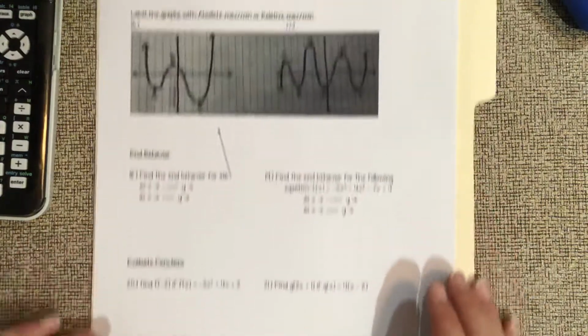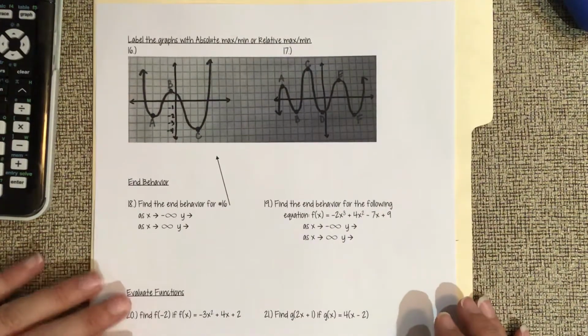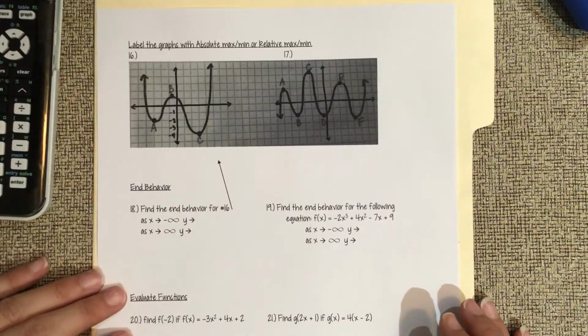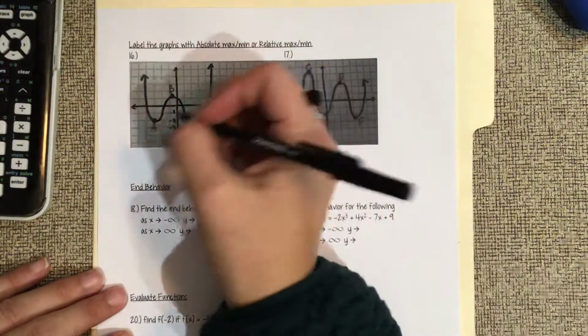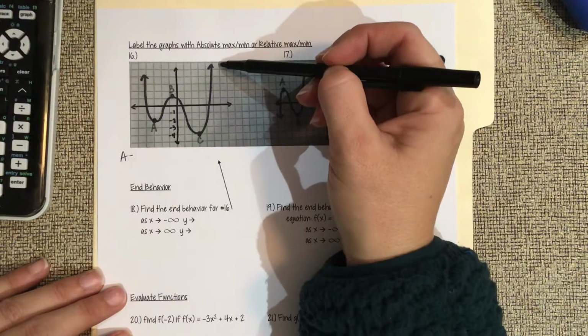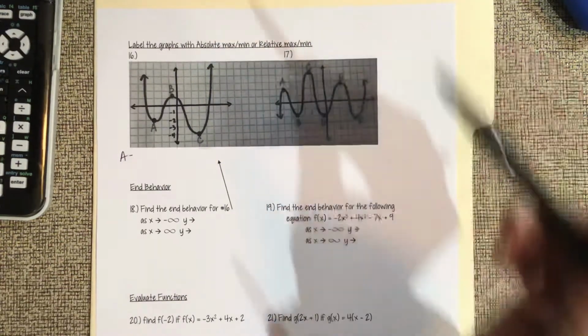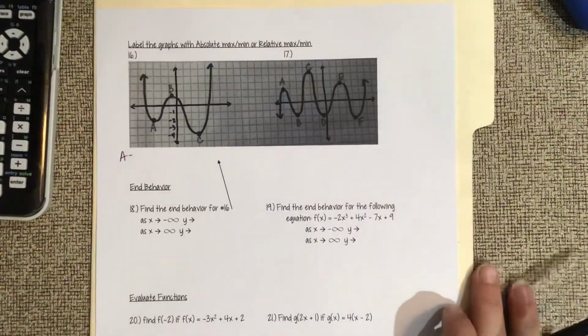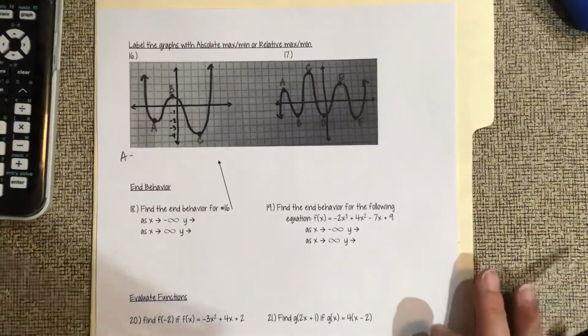All right, number 16, label the graphs with absolute max, min, or relative max or min. Okay, so for A here, notice both arrows point up. So that means I'm going to have an absolute. And in this case, since both arrows are going up, I'm going to have an absolute min.